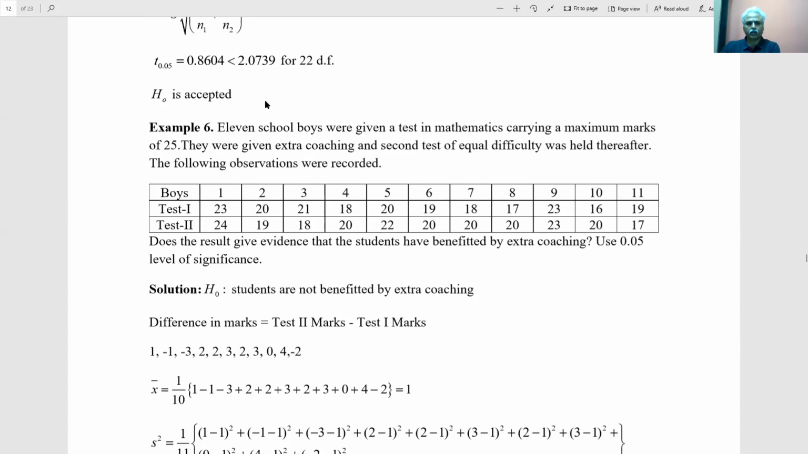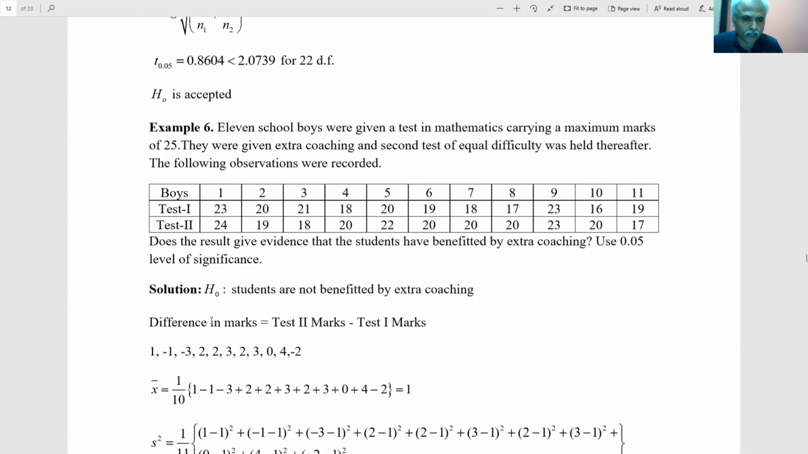Coming back to this example, test 1 is before and test 2 is after, and the students were the same. Does the result give evidence that the students have benefited by extra coaching? This helps you frame the hypothesis, at 95% confidence again. Students are not benefited; both sets of data are the same. Usually this is the way of forming the null hypothesis: the difference in marks is zero, and test 1 and test 2 are the same.